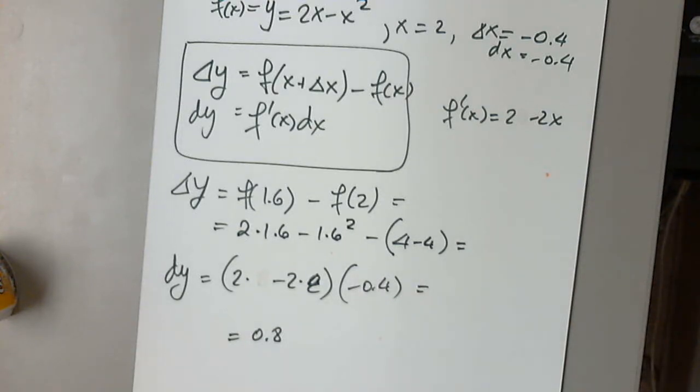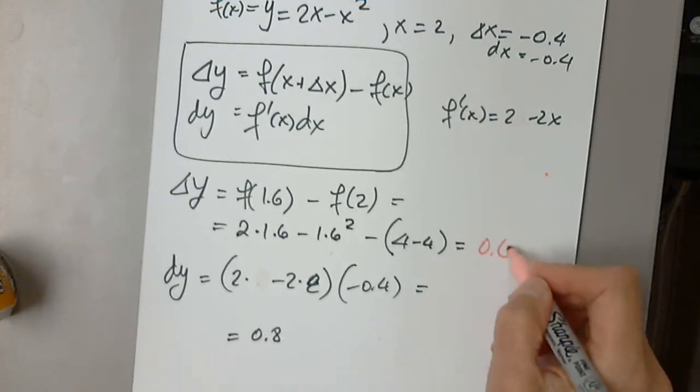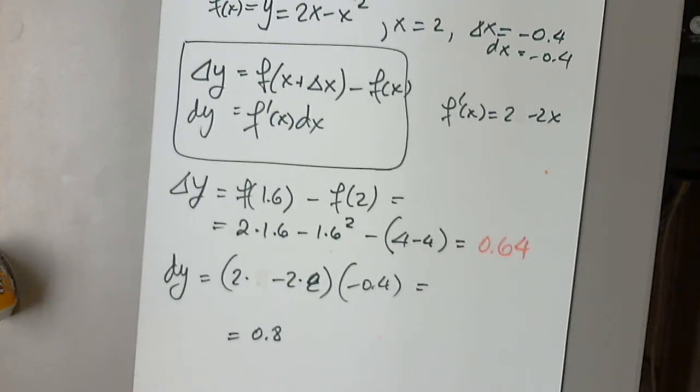So let's see how far we are from 0.8. 0.8 is the estimate. And 2 times 1.6, so this is 3.2, and minus 1.6 squared. I got 0.64. I would say it's pretty close.